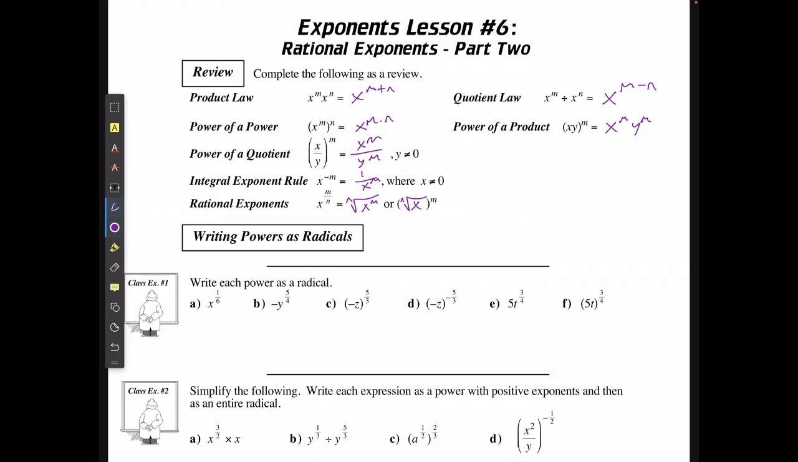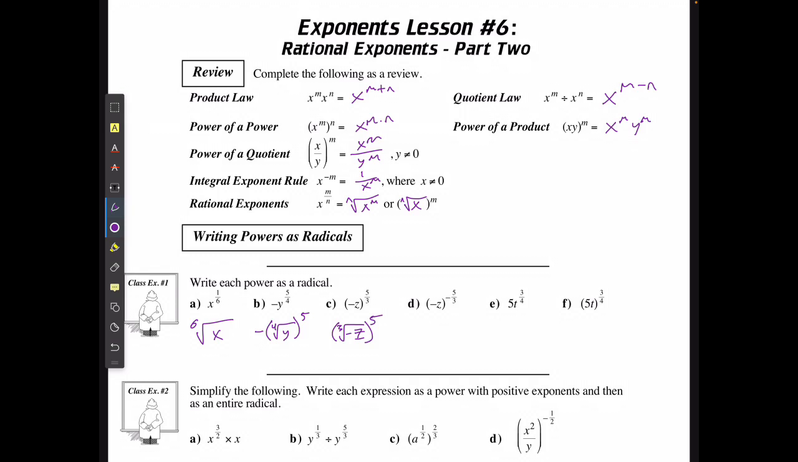So, to begin with, we're going to write each power as a radical. This would be the same as the sixth root of x. This one, I'm going to leave the negative on the outside, so be careful about that, and say that it's going to be the fourth root of y to the power of 5. This one has brackets around the negative, so the negative has to go on the inside. This is the same as the cube root of negative z to the power of 5.